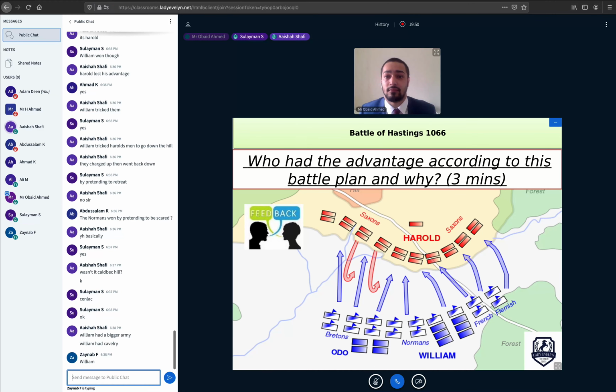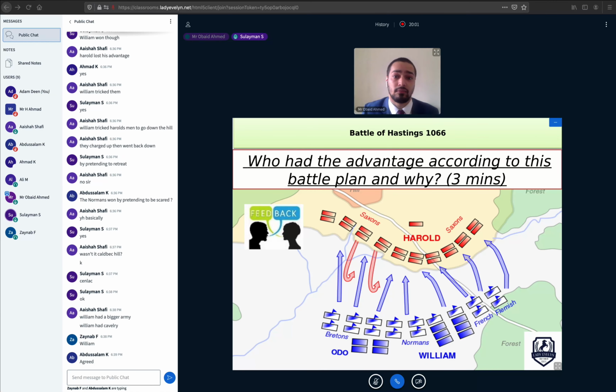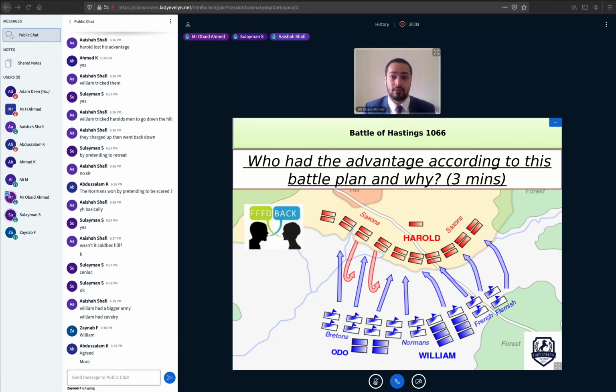Can shoot arrows down the hill. Very good. And so he's shooting arrows down the hill. Do you think it means that he's going to be more accurate or less accurate? More accurate. Excellent. Yeah, more chance he'll shoot. Aisha, do you think he has a better chance to strike the Normans? Okay, good. And what other advantages?